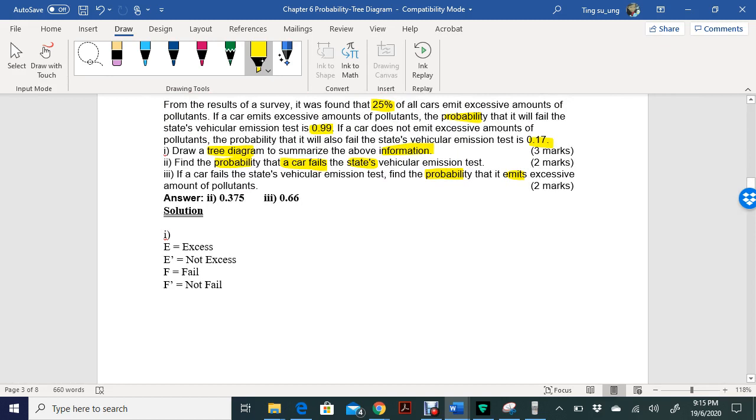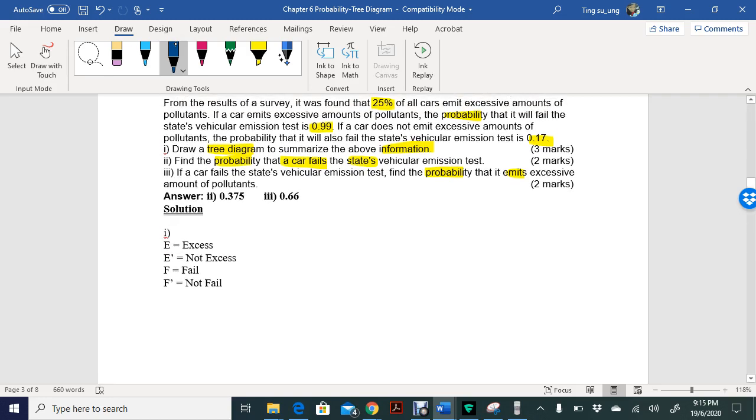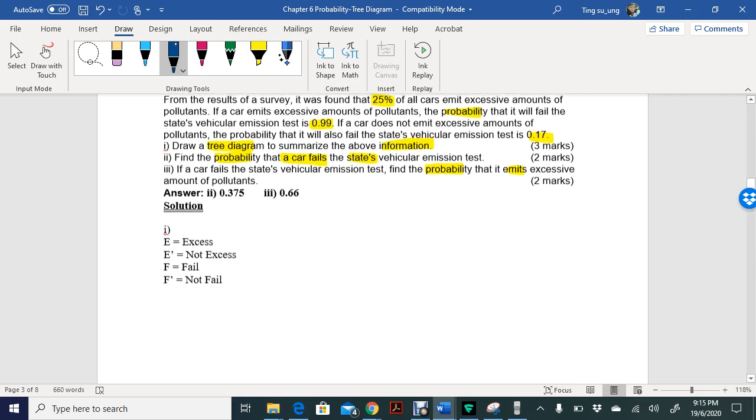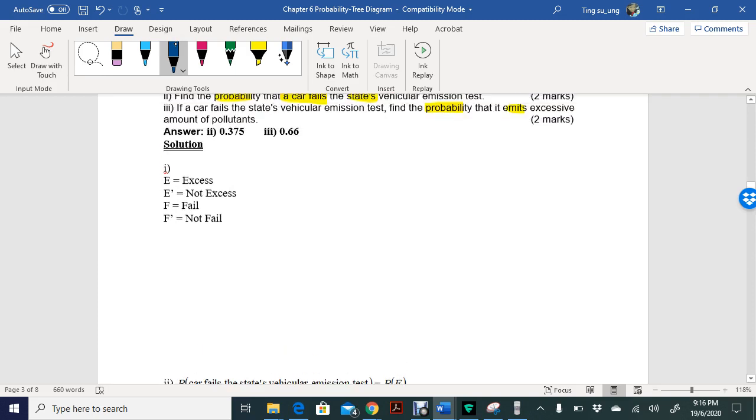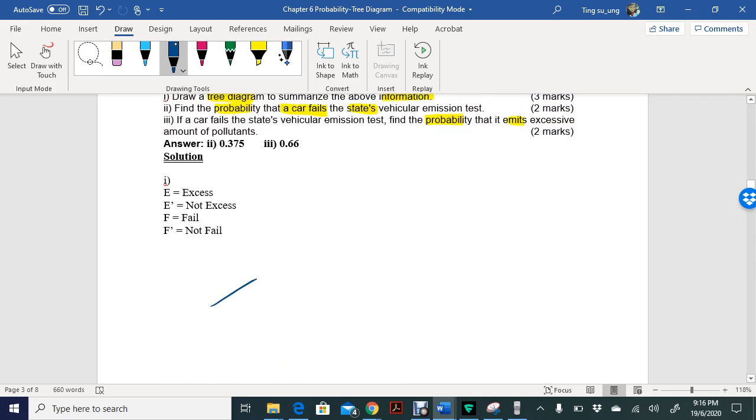Okay, so how do the things come in? So get your answer, 25%. So in this question, you have only 2 branches here, so it's either excess or not excess. From here, you want to test whether it is fail or not fail from the test involved, right?